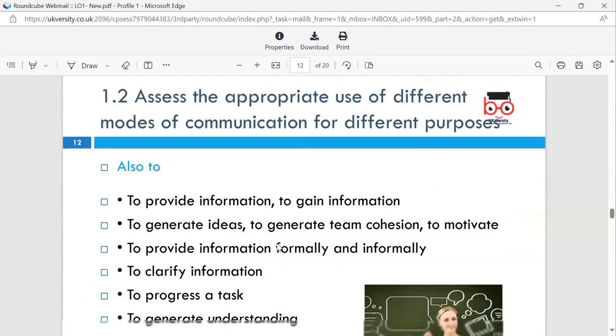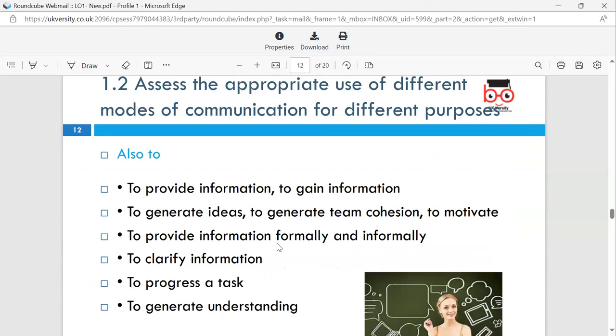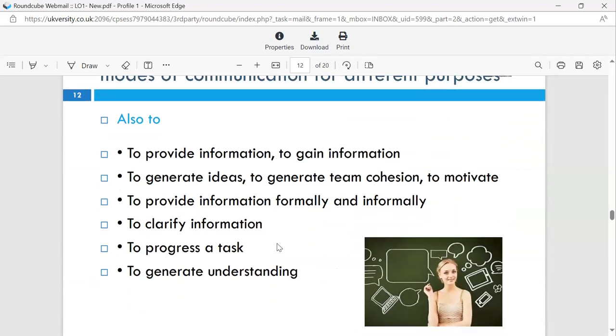1.2, assess the appropriate use of different modes of communication for different purposes. Also, it's there to provide information, to gain information. So any sort of information you need to give. For example, if you want to give information about diabetes, you need to portray that information to that person, be it in the form of a leaflet, be it you talking to them about their diabetes, or maybe attending a forum or a diabetes session or anything like that.